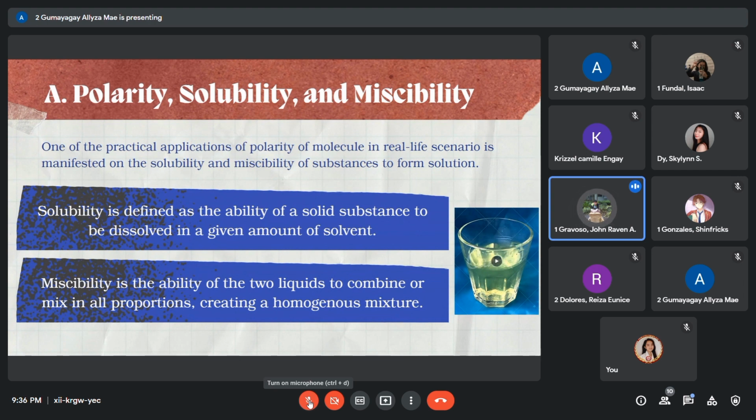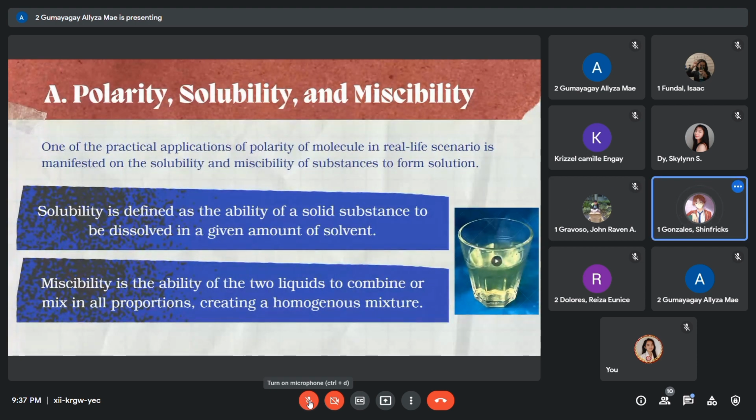Examples are sugar and water. Sugar is an example of a solute and water is an example of a solvent. When mixed together, they form a solution because the solute, the sugar, will be dissolved in the solvent, the water. Now, let me call Shinper Gonzalez to discuss miscibility.